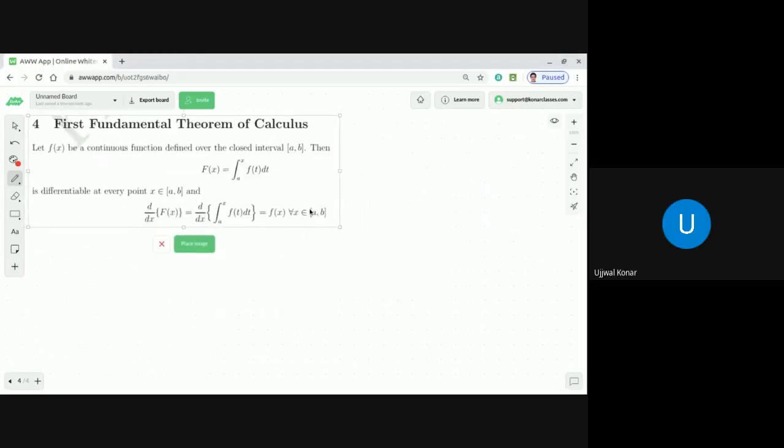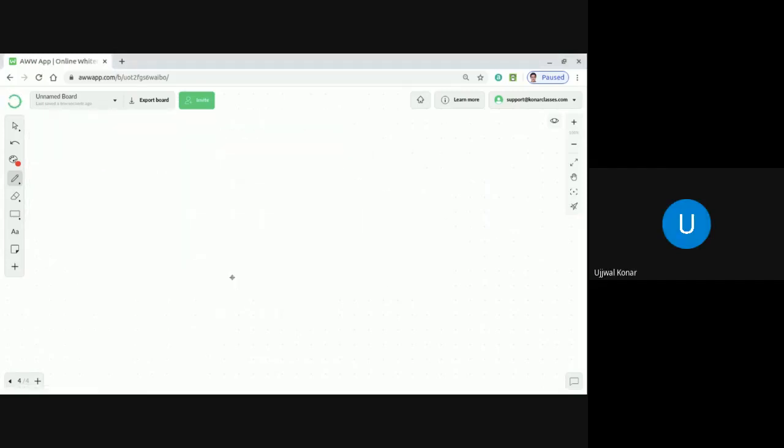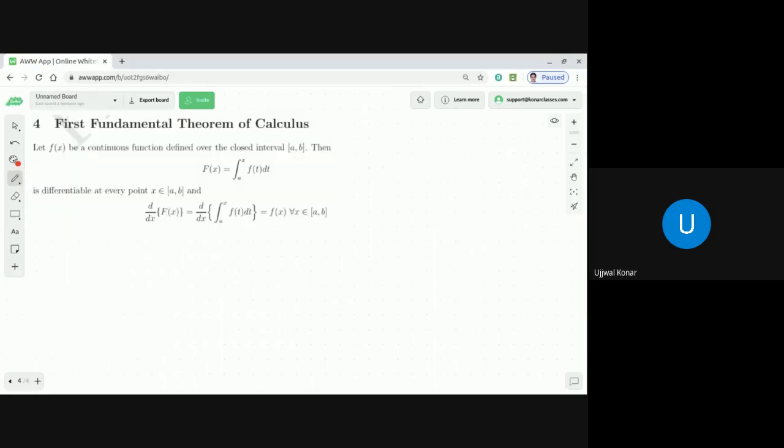So dear students, as you see, the first fundamental theorem of calculus says: let f(x) be a continuous function defined over the closed interval [a, b]. Then we define a function F(x) = integration a to x f(t) dt. It is differentiable at every point x belonging to the closed interval [a, b], and d/dx of F(x), which is d/dx of integration a to x f(t) dt, is equal to f(x).